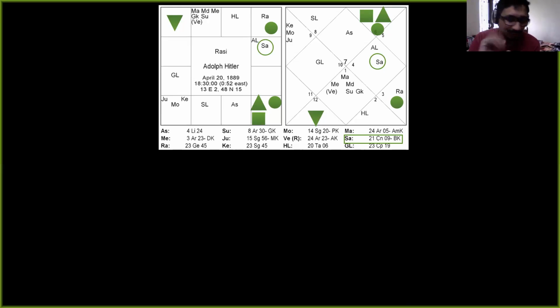9th house has what other significations, Aditya? 9th house is teachers, philosophy, religion, higher education. He fought with his father about his higher education. His father wanted him to become a technician or an engineer in that day and age. But he was like, no, I want to be an artist. He fought with his father violently. No, I won't go to technical school.